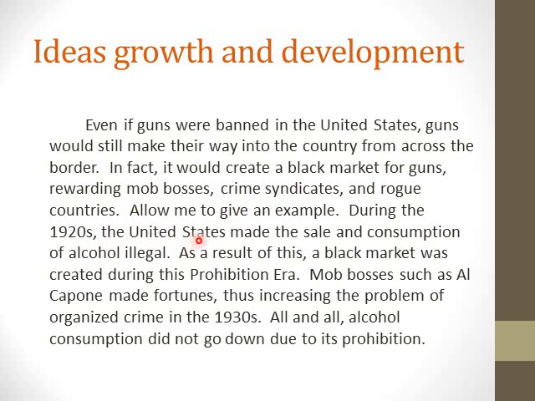During the 1920s, the United States made the sale and consumption of alcohol illegal. As a result of this, a black market was created during the Prohibition era. Mob bosses such as Al Capone made fortunes, thus increasing the problem of organized crime in the 1930s.